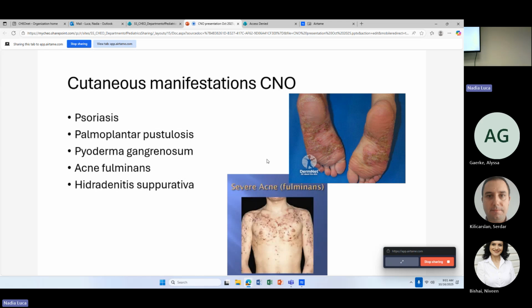Okay, so the cutaneous manifestations, we always screen for. We have a higher index of suspicion in patients who have psoriasis or palmoplantar pustulosis, pyoderma gangrenosum, acne fulminans, so not just regular old acne, like cystic acne, and then hidradenitis suppurativa. What all of these conditions have in common is that they tend to be neutrophilic dermatoses, right? It speaks to the innate arm of the immune system being overactive, and fits with what we understand about the pathophysiology of CNO.